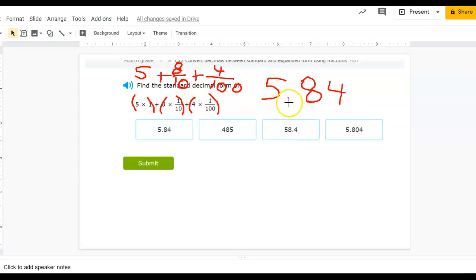I have the answer 5 and 84 hundredths. Here is 5 and 84 hundredths. I think that looks like the answer, but I always double check all the problems to make sure it looks right. 485 is too much. 58 and 4/10 is too much, and 5 and 804 thousandths is too much. So that is the correct answer.